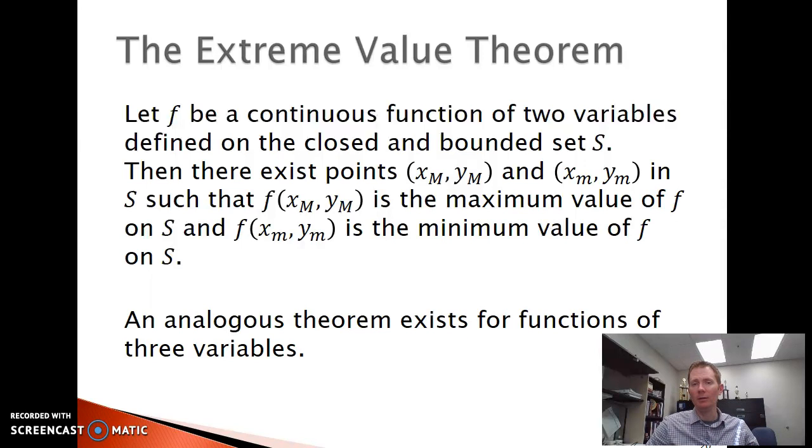And basically you have two options for where those extrema could occur. They could either occur on the boundary, and that's where Lagrange multipliers are going to help us, or they occur within the interior of the region. And that's where we'll make use of the second derivative test. So we're going to get ready to see an example of how to do this. Of course, there's also an analogous theorem for functions of three variables, but for right now we'll just work with functions of two variables.